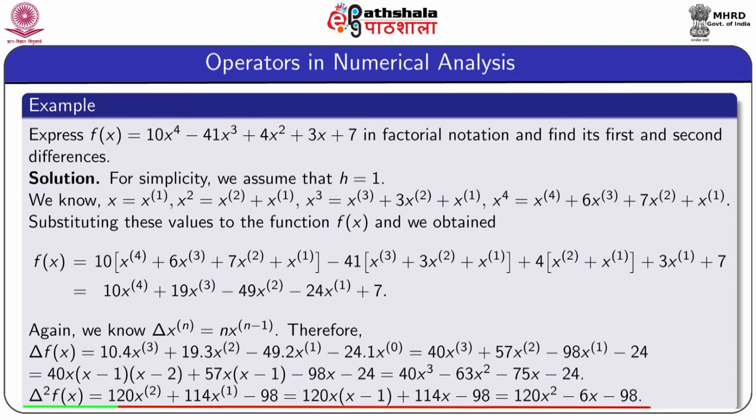Similarly, Δ²f(x) equals 120 x^(2) + 114 x^(1) - 98. After simplification in terms of x, this becomes 120x² - 6x - 98. So, we observe that in terms of factorial notation, the differences are easily calculated using the rules of derivatives.